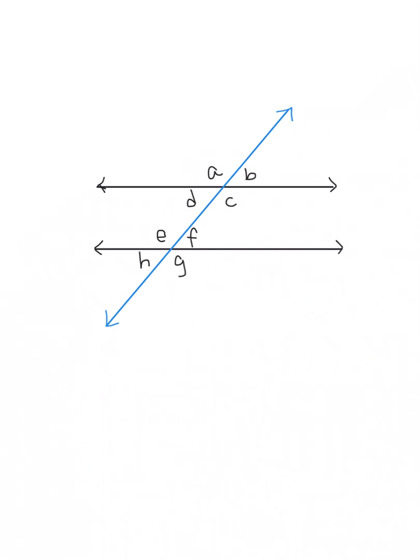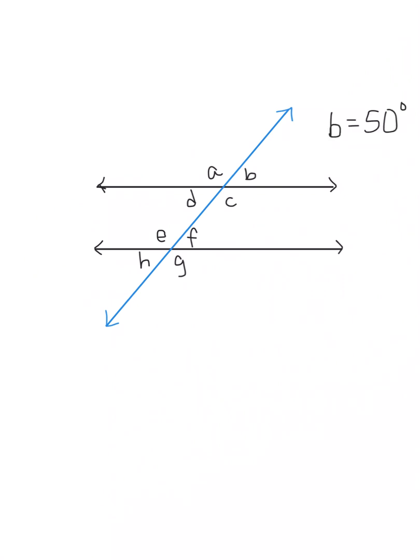You should notice that we have obtuse angles and acute angles. In this picture, all of the obtuse angles will be equal and all of the acute angles will be equal. If they tell me that the measurement of angle B is 50 degrees, I can find all the other angles.